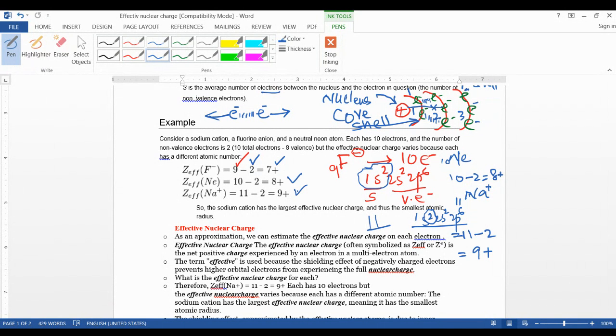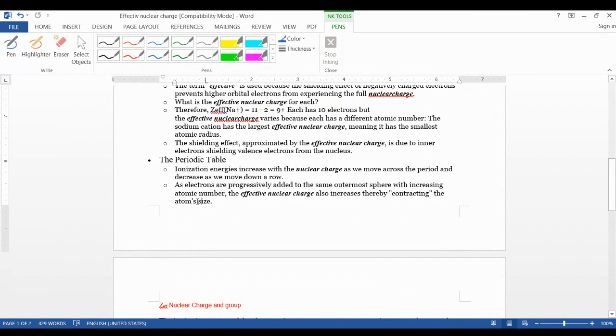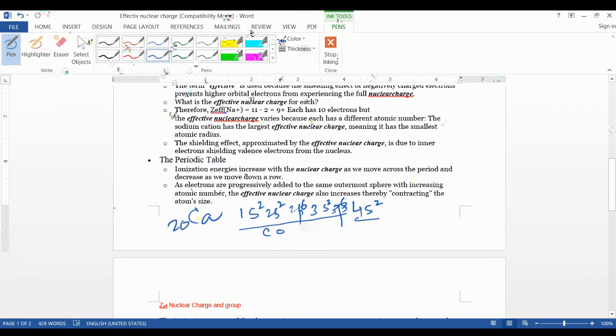Okay, we have another example. Suppose I write calcium, 20. I will write 1s2, 2s2, 2p6, 3s2, 3p6, 4s2. That is 2, 6, 8 and 10, 18, 18 plus 2 is 20. Now this last one is the only valence shell. All of these are core shell, or core electrons.